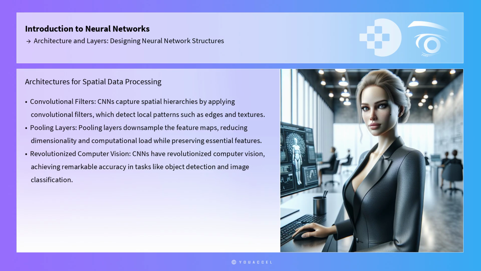To mitigate such issues, specialized architectures like convolutional neural networks and recurrent neural networks have been developed. CNNs, characterized by convolutional and pooling layers, excel in processing spatial data like images. Their architecture efficiently captures spatial hierarchies by applying convolutional filters, which detect local patterns such as edges and textures. Pooling layers then downsample the feature maps, reducing dimensionality and computational load while preserving essential features. CNNs have revolutionized computer vision, achieving remarkable accuracy in tasks like object detection and image classification.